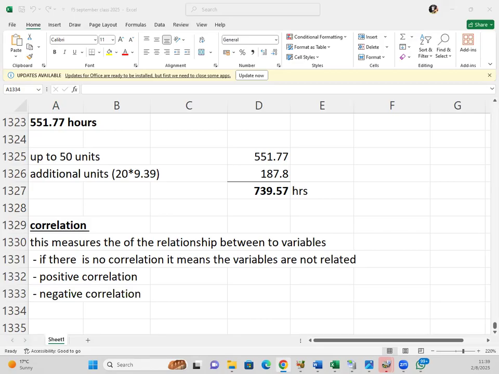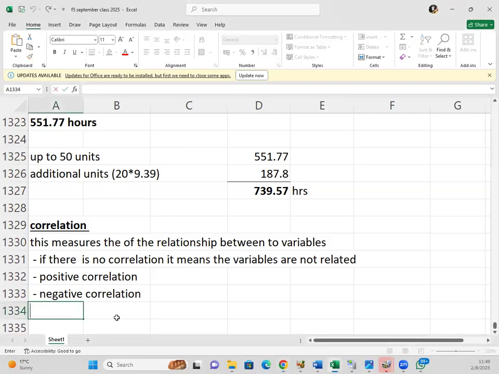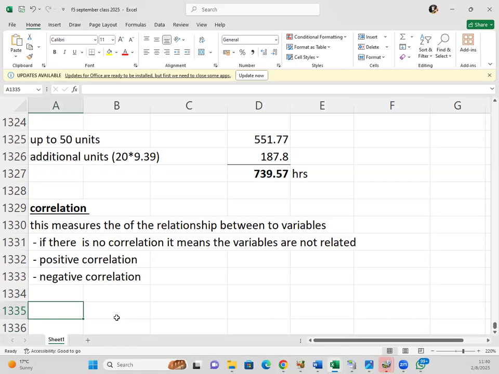In most cases, to determine the correlation, we make use of an equation for R, which I believe would be given in the exam paper. So R is the correlation. That's how you use R to determine the correlation.